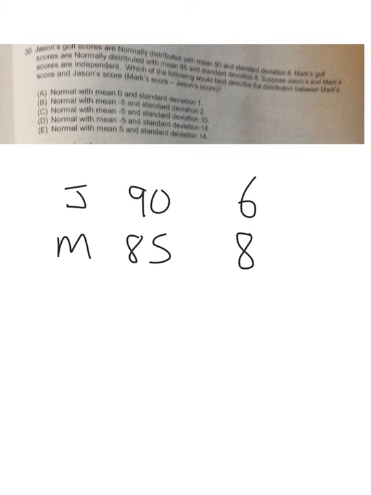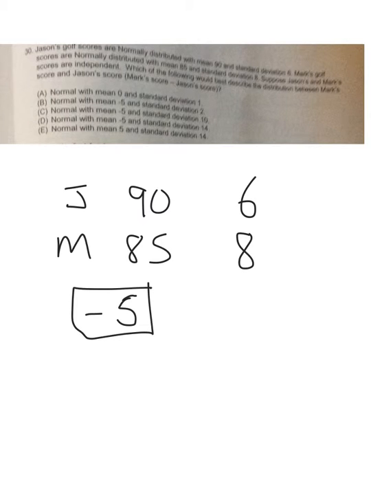Okay, on this one, number 30, let's see. Jason's golf scores are, well, the average is 90, standard deviation of 6. Mark's is 85, average, standard deviation of 8. The picture didn't turn out that great, but Mark's score minus Jason's score would give us a result of -5. That's what we should expect.